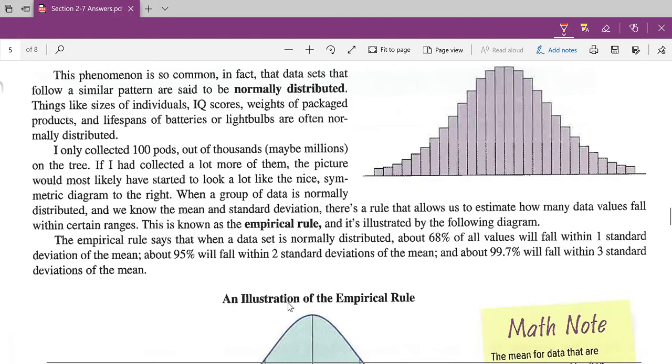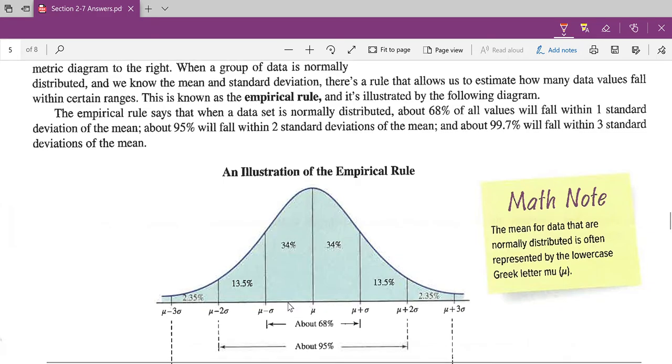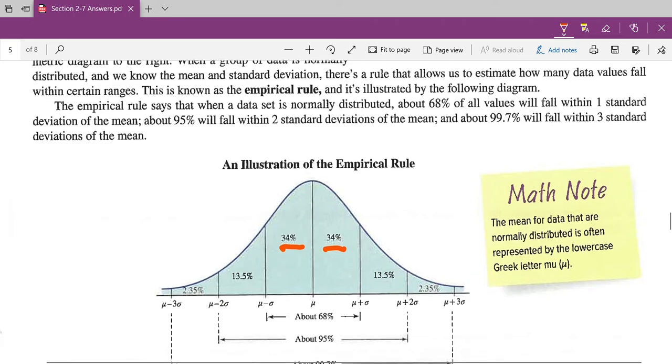When a group of data is normally distributed, and we know the mean and standard deviation, there's a rule that allows us to estimate how many data values fall within certain ranges. This is known as the empirical rule, and it's illustrated in the following diagram. The way to read this diagram is that when we have 34% and 34%, that says that 68% of the data is within one standard deviation of the mean. You're going to be given the mean and the standard deviation and asked to fill in a normal chart.